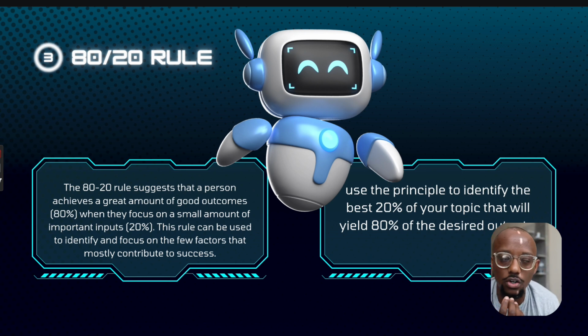So if you're reading an article, or even the news, and you just want a quick summary of the most important things that you want to get out of it, using this prompt, you're able to get the most out of that story. I usually use this for learning skills or consuming content at record high speeds. You can copy it: use the 80-20 principle to identify the best 20% of your topic that will yield 80% of the desired output.